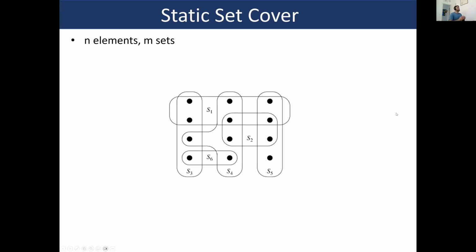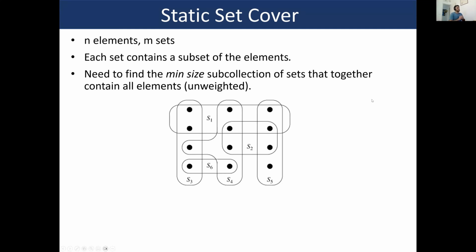So we'll start with static set cover. In the static set cover problem, we have n elements and we have m sets. Each set contains a subset of the elements, and our goal is to find the minimum size subcollection of sets that together contain all of the elements. This is in the unweighted setting.